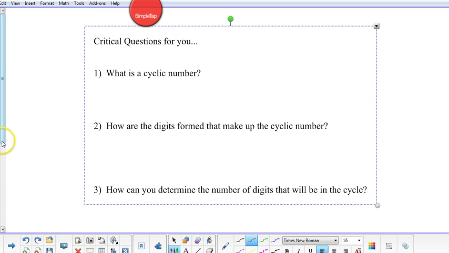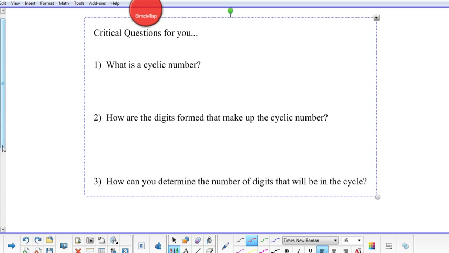All right. So the questions that you need to ask and answer: what is a cyclic number? How are the digits formed that make up the cyclic number? And how can you determine the number of digits that will be in the cycle?